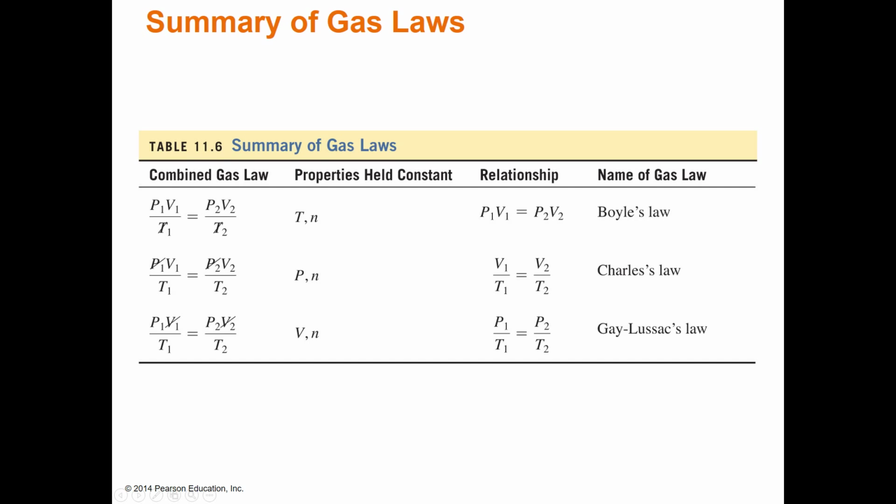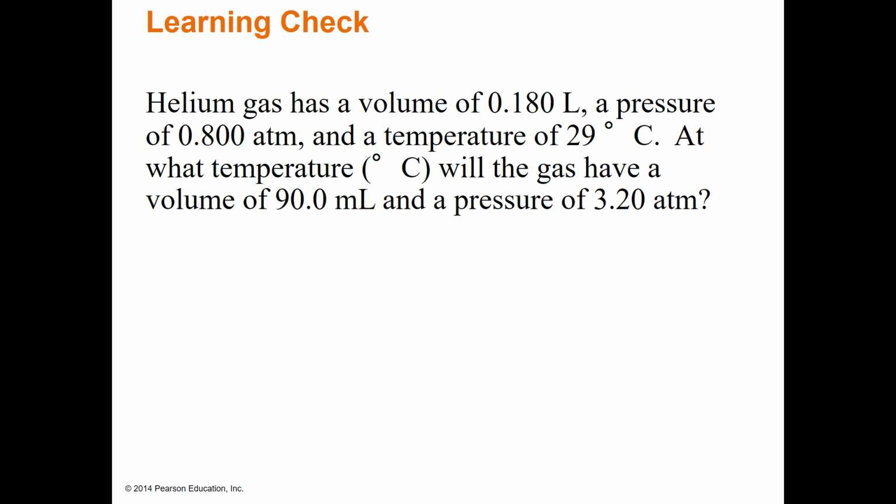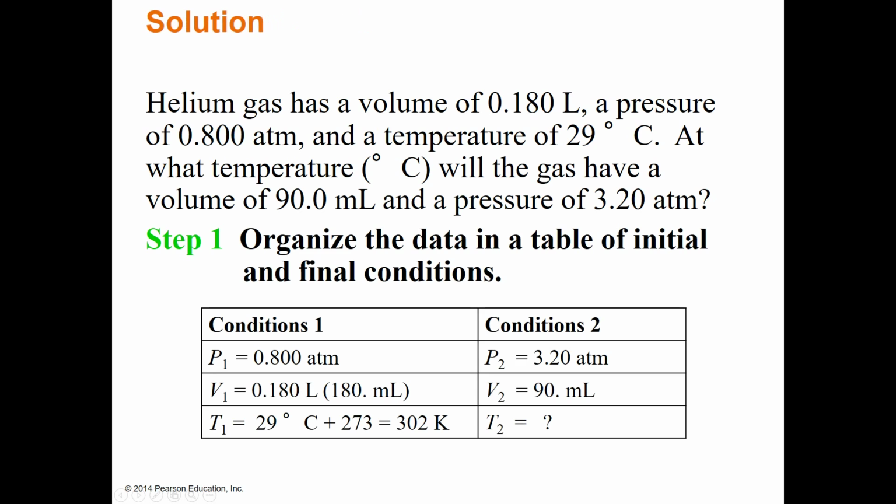Helium has a volume of 0.180 liters, a pressure of 0.8 atmospheres, and a temperature of 29 degrees Celsius. So right there you have 3 different variables describing 3 properties of a gas: volume, pressure, and temperature. At what temperature in degrees Celsius will the gas have a volume of 90 milliliters and a pressure of 3.20 atms? So notice there's 5 variables here, and the 6th one we're trying to find. So let's put this one up on the board.